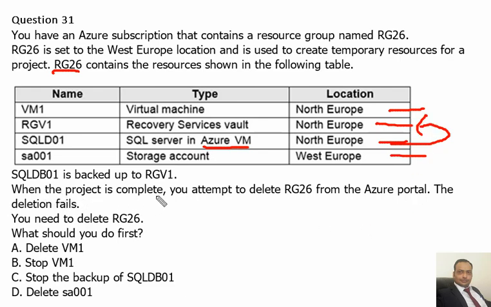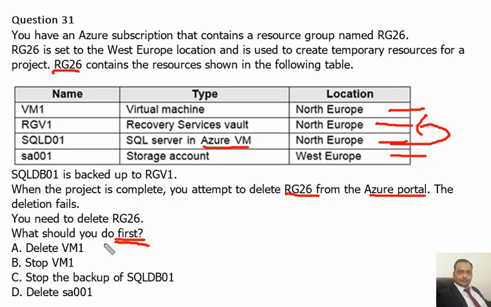When the project is complete, you attempt to delete RG26. So the entire resource group we are trying to delete here from the Azure portal. Deletion fails. You need to delete RG26. What should you do first? So this is very important. What should you do first? And then we are given 4 options.